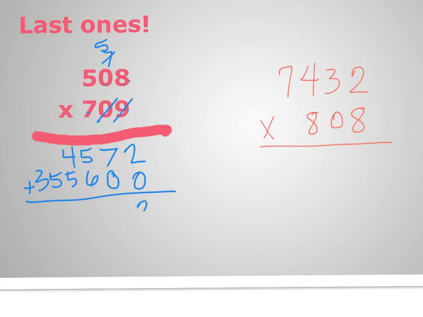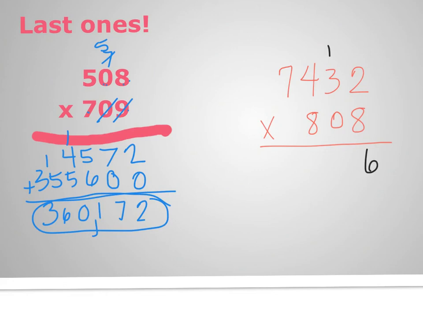Add these together. So we have 2, 7, 11, let's see, 10, 6, and 3. So 360,172. Okay, and for our last one, we're going to multiply by the 8. 8 times 2 is 16. 8 times 3 is 24 plus 1 is 25. 8 times 4 is 32 plus 2 is 34. And then 8 times 7 is 56 plus 3 is 59.